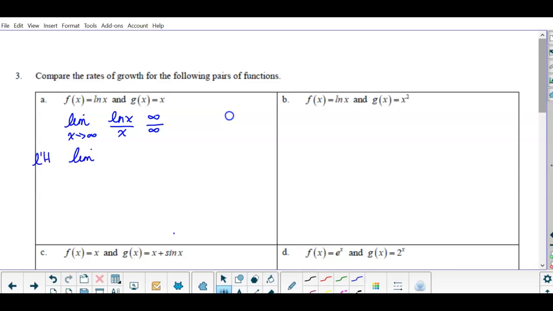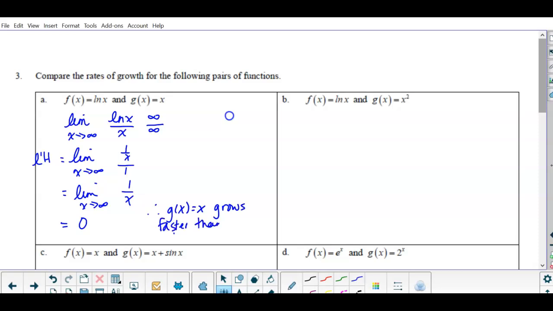So the limit as x goes to infinity of 1 over x over 1, which is just the limit as x goes to infinity of 1 over x, which we know equals 0. Okay, so if you take the limit of that ratio and you get 0, that means the denominator grows faster because the denominator is getting bigger compared to the numerator. So in this case, g of x equals x grows faster than f of x equals ln x.